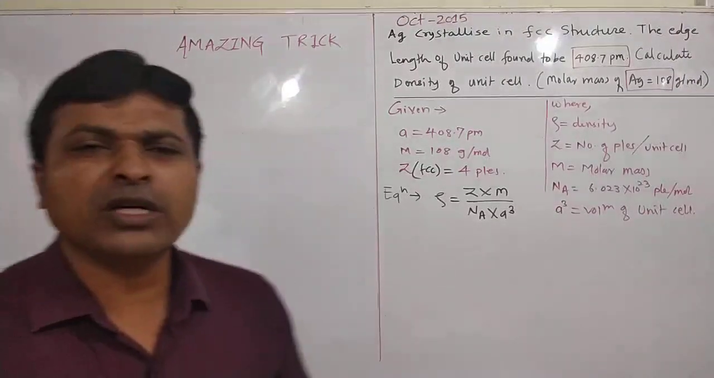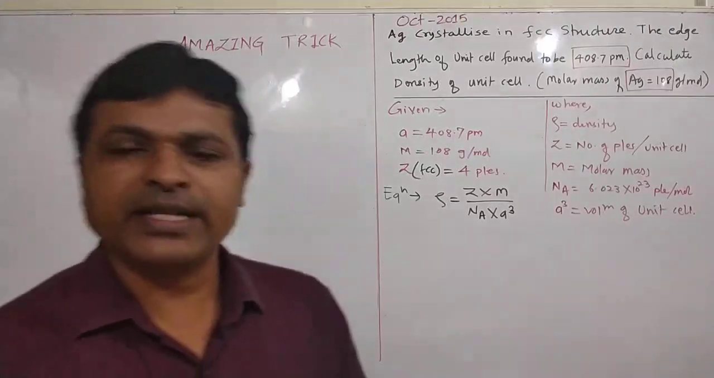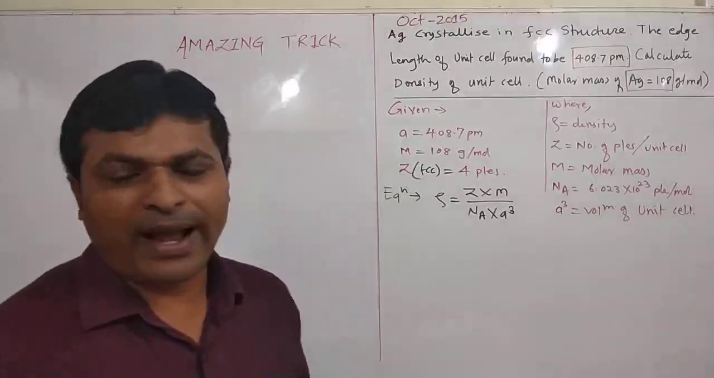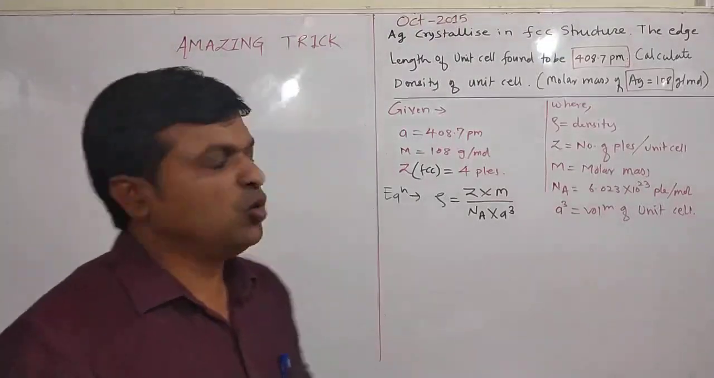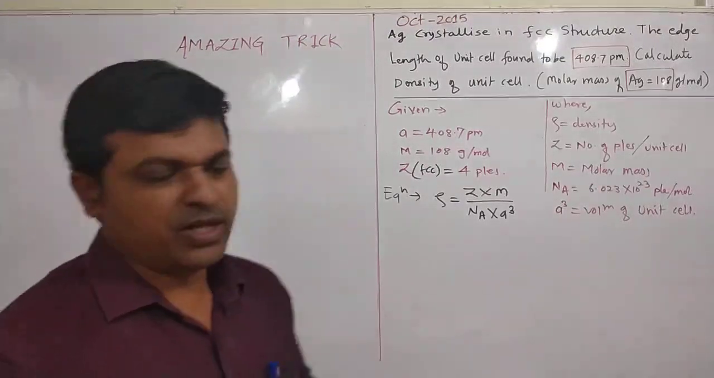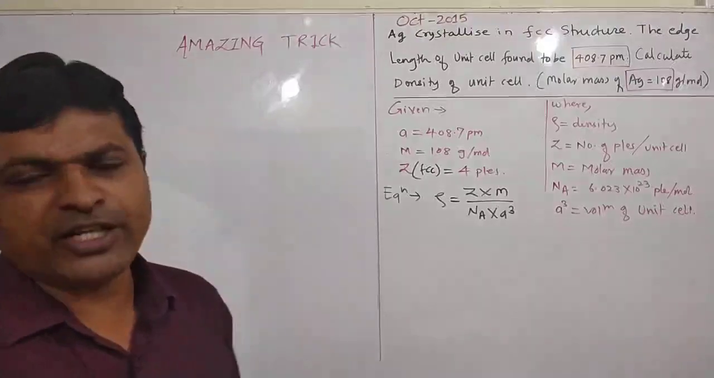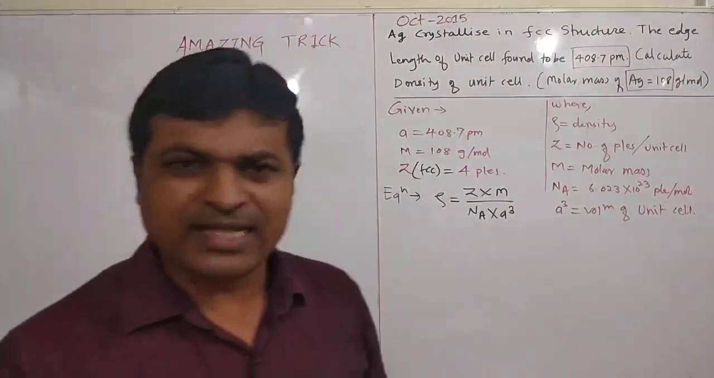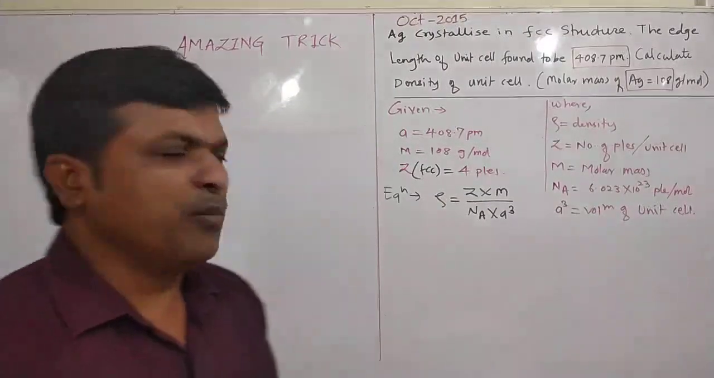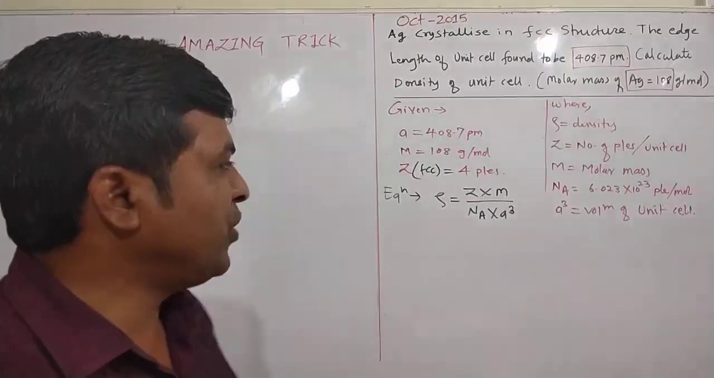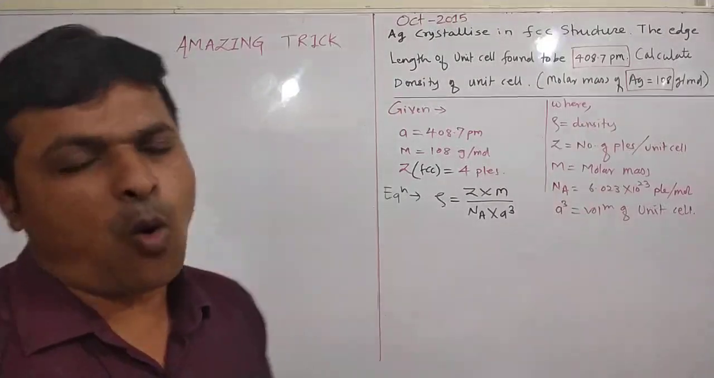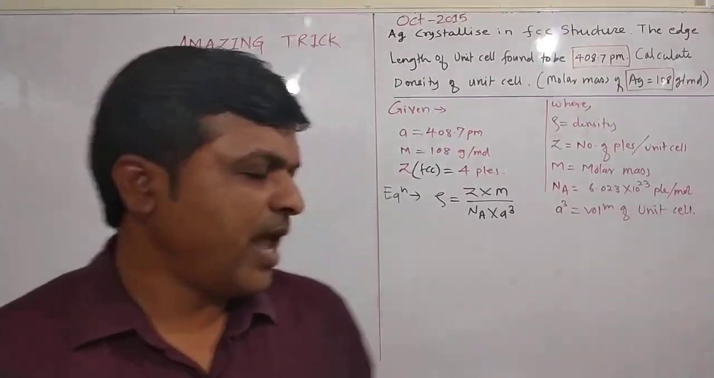So you must know the formula of density. Density rho is equal to Z into M divided by A cube into Avogadro number, where rho is density, Z is the number of particles per unit cell, and M is the molar mass. You know Avogadro number is 6.023 into 10 raised to 23 particles per mole, and A cube is the volume of the unit cell, as you know.